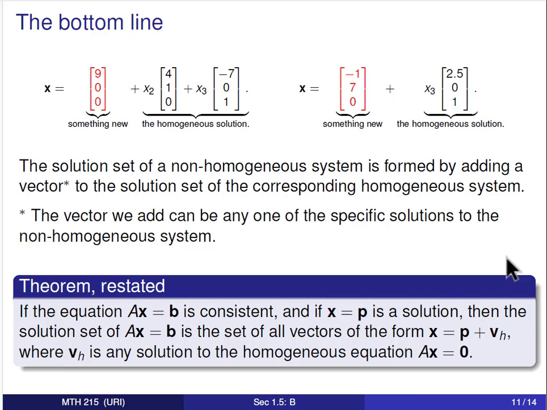Okay, so if we were to restate this in slightly more technical language, but with the same meaning, we're going to say that if the equation Ax = b is consistent, and if x = p is a solution, then the solution set of Ax = b is the set of all vectors of the form p + vh, where vh is any solution to the homogeneous equation Ax = 0. Now, this is a very theoretical theorem. It's not going to help you solve these any differently than before.